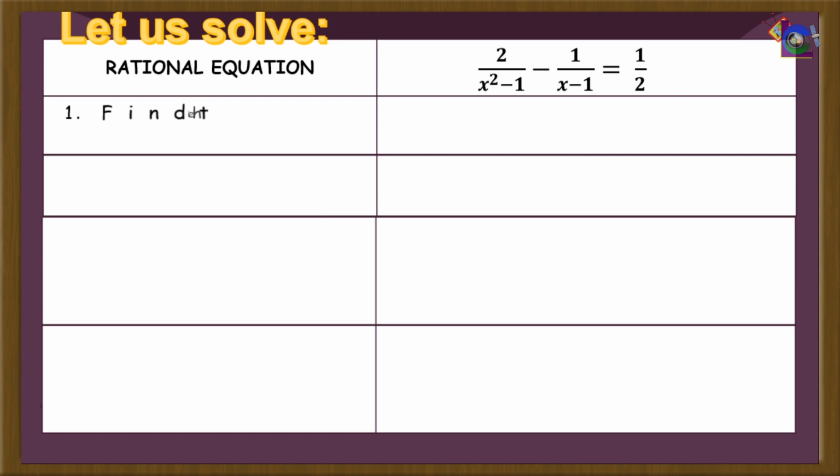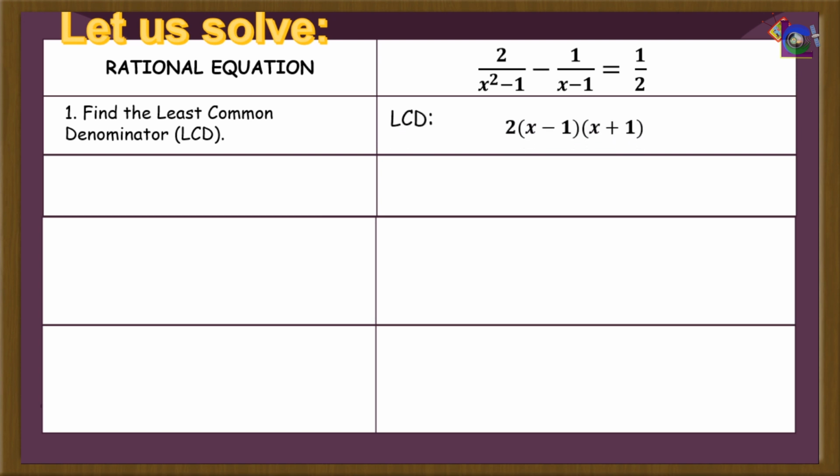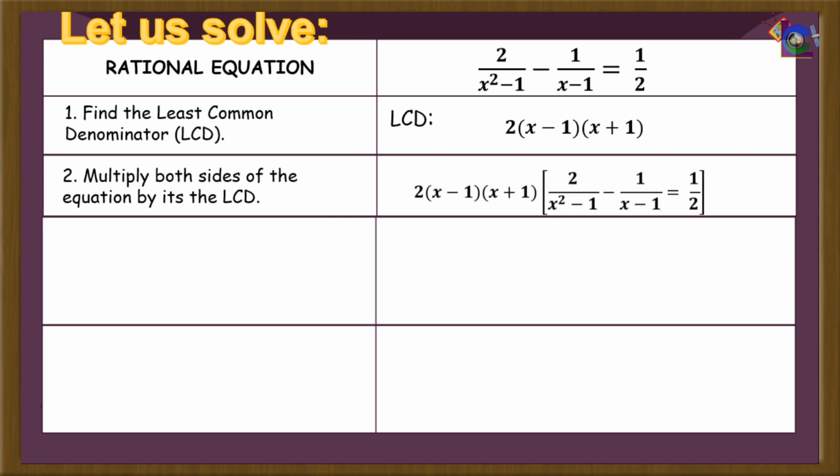Step 1. You need to find the least common denominator. The LCD of the given fraction is 2 times the quantity of x minus 1 times the quantity of x plus 1. Step 2. You need to multiply the LCD to both sides of the equation to eliminate the fractions. To solve, we have 2 times x minus 1 times the quantity of x plus 1 times the original equation.